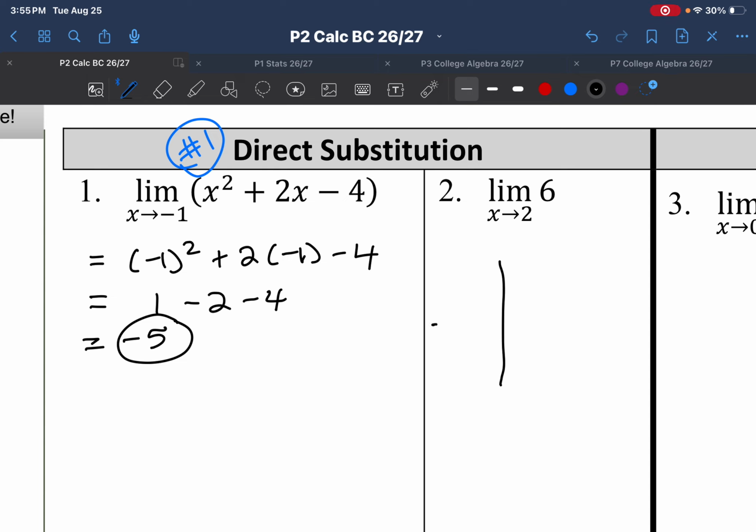So if I had a graph, let's say this is 6, this would be my constant function, which means that as x is approaching 2, let's say this is 2, okay, from the left and the right, no matter what, is always going to approach 6. So anytime you have a constant function here, your limit is just going to be equal to that constant function. So this is equal to 6.